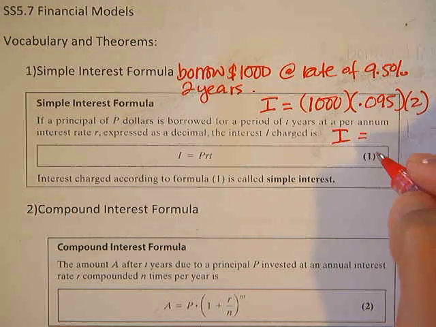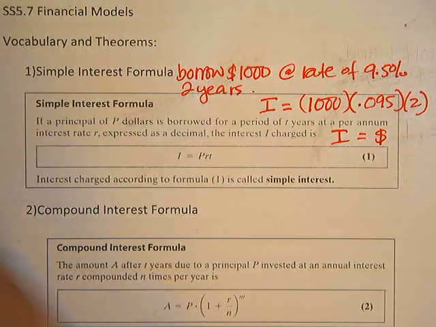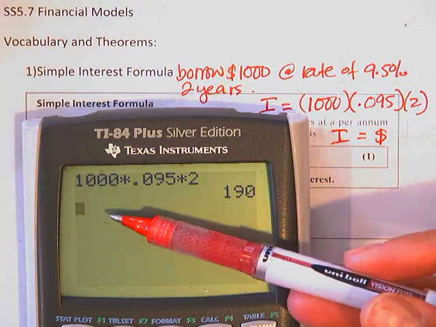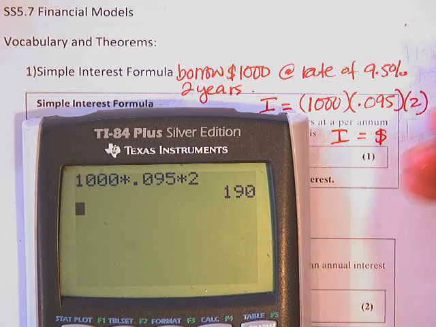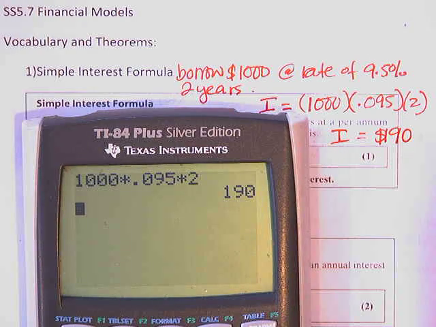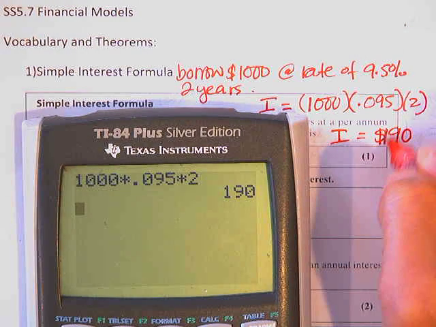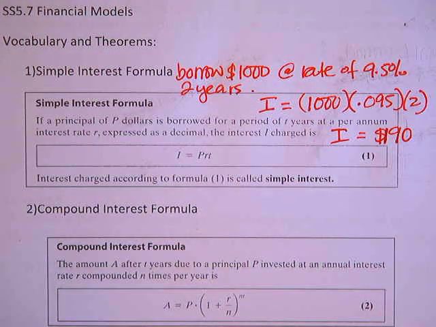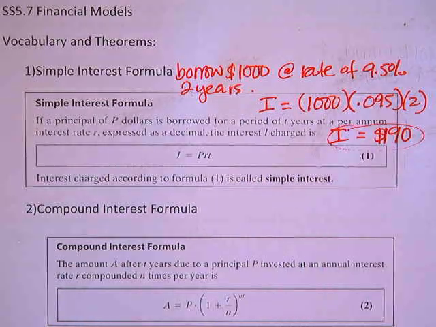Alright, so hopefully you have already calculated it and got the same amount of money as I did. So after 2 years, I would have to pay $195 in interest. So I would have to pay back $1,190 total. Okay, so that's how we calculate I. All right.